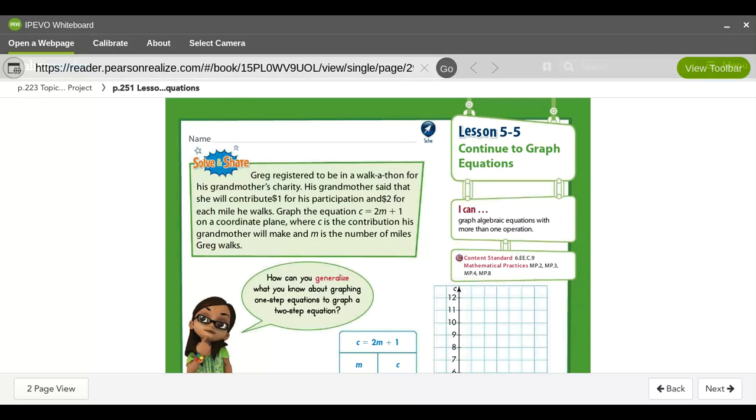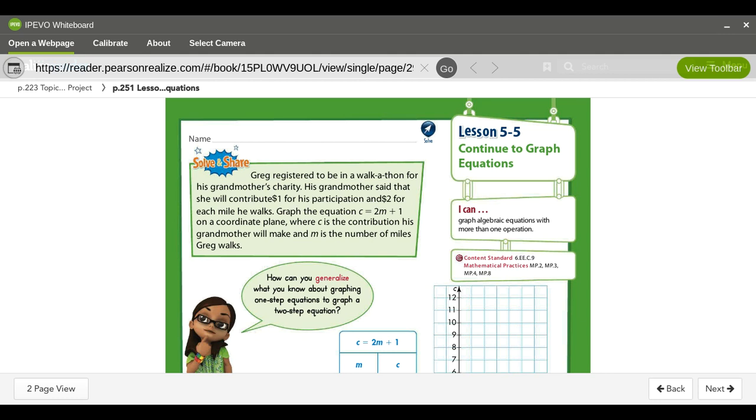So today we're going to continue to look at graphing equations. Your focus for today is: I can develop fluency with graphing equations by using input-output tables and equations. If you look right here at this learning target, we're going to be looking at using equations that have more than one operation.